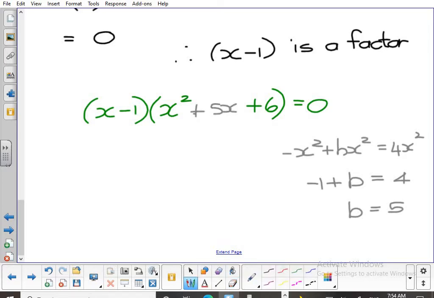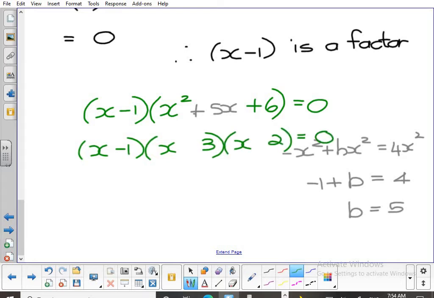5x. I need factors of 6 to add to get 5. Boom, this one works out nicely. That would be 3 and 2. So I'm going to get x minus 1, x plus 3, x plus 2, equals 0. Signs are the same. Both are pluses. x is 1 or negative 3 or negative 2. There's my 3 answers.